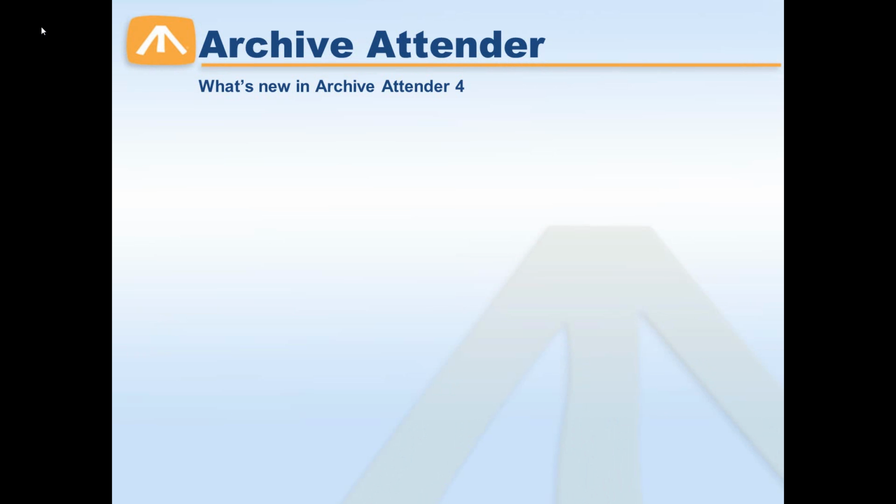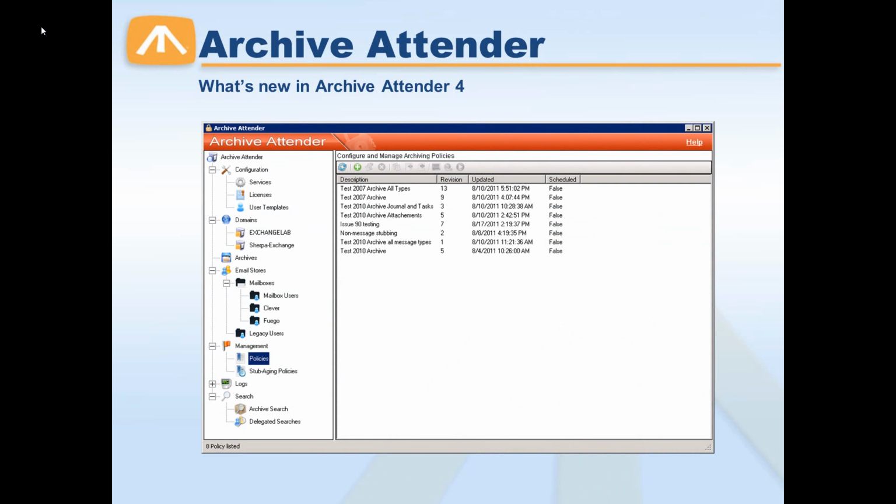Archive Attender 4 also introduces a whole new modular architecture to the product. Just like previous versions, there's still an administrative console where all management and configuration tasks are performed. Behind the scenes, though, we've divided the processing into separate services in order to remove bottlenecks as the number of users, amount of archived data, and volume of retrieval requests grow.